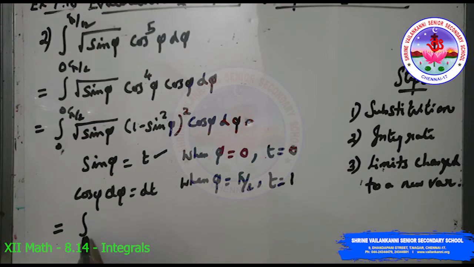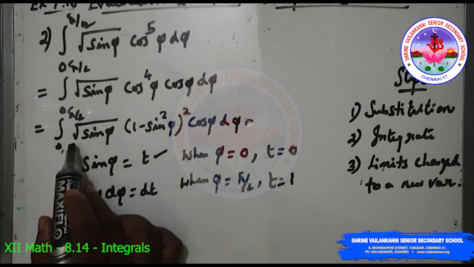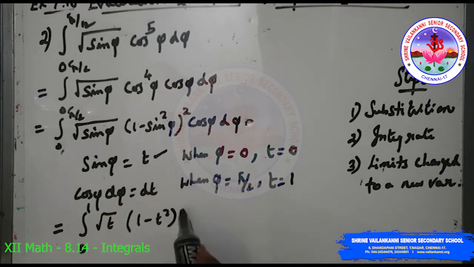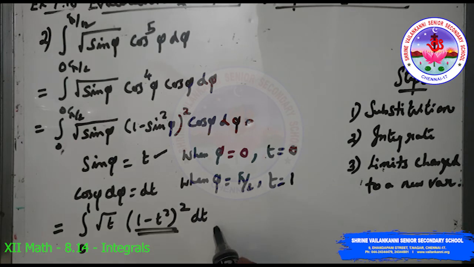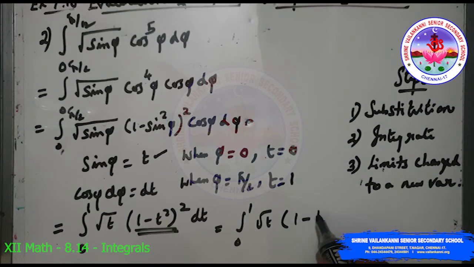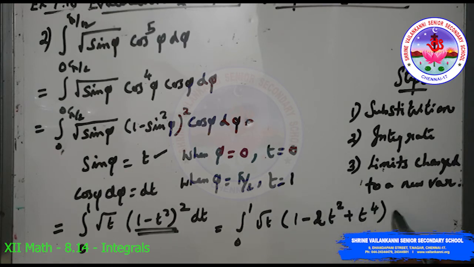So integral of limits 0 to 1. Sin phi is t. So here it is root sin phi, so I am writing root t into 1 minus t square whole square. So cos phi d phi is dt. Here we have to use the a minus b whole square identity. So which is equal to integral 0 to 1 root t into 1 minus 2 t square plus t power 4 dt.